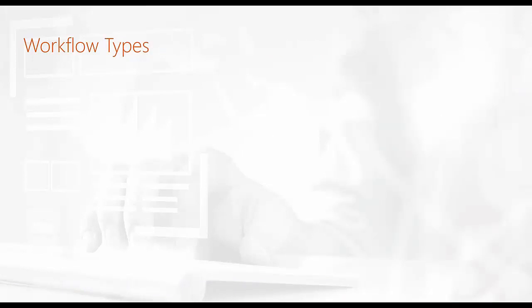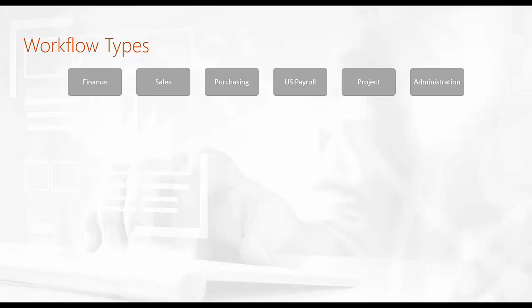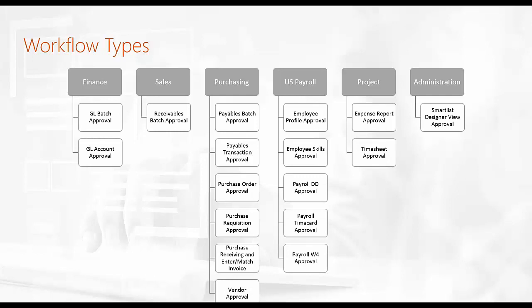Now that we've looked at the configuration of the general workflow functionality in Dynamics GP, we can look at what workflow types are actually available. Within the workflow maintenance, each workflow type is organized by module, and you'll see there are various different types of workflows that fall under each of those modules. Today, during our demonstration, we're going to take a look at the purchase order approval workflow. But you can see through here that there are various different workflows available.